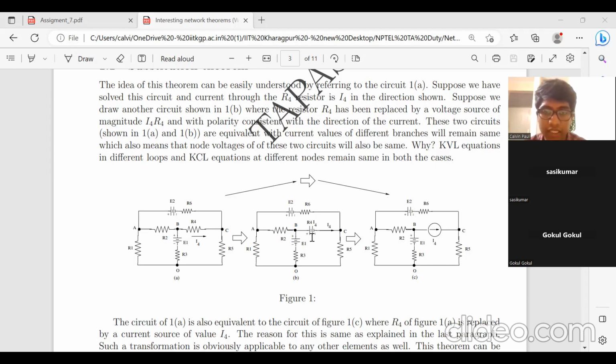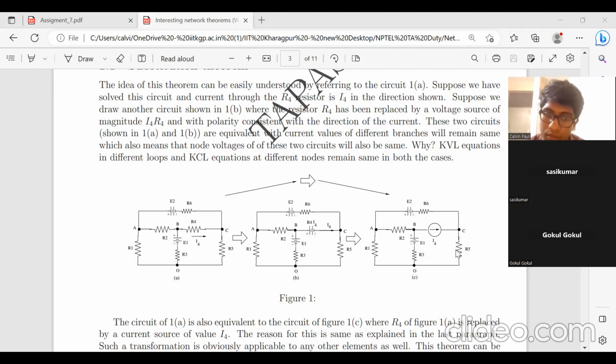So I was just telling like how this resistor has been replaced by a battery with voltage R4 into I4, and the current through it remains same I4. So if we apply KVL or KCL to this branch, it will come as the same as for this network. Similarly, we can replace this resistor by a current source which is of magnitude I4 across this terminal BC, and the voltage across it should be I4 into R4. And again, if we apply KCL and KVL, we will still get the same equations.